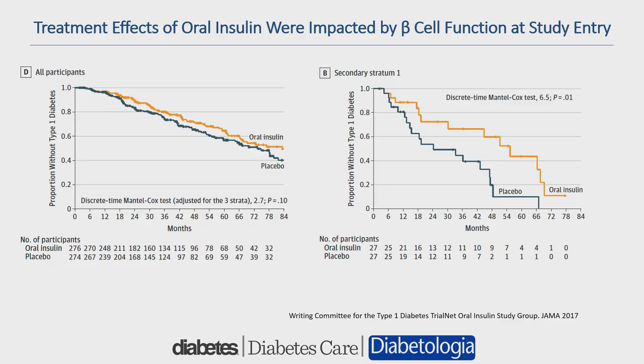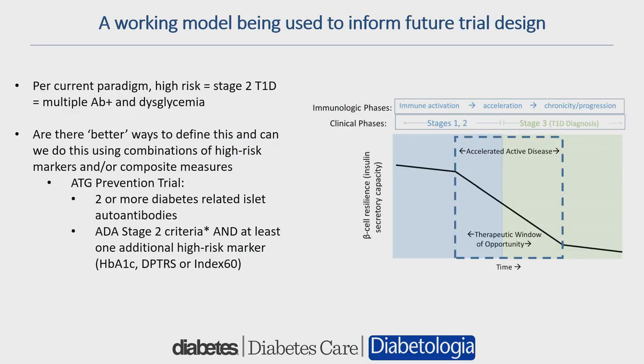And again, a surprising finding in this secondary stratum is that individuals with this low FPIR had a response to oral insulin therapy. Again, the caveat, this is a small subgroup, but it's nonetheless, I think, an intriguing possibility that has helped inform a working model that we're now using in TrialNet to develop future trials and current trials, actually.